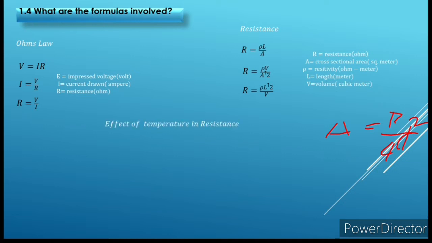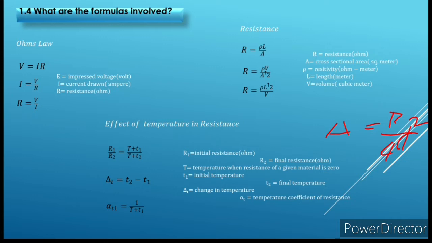We also have the effect of temperature in resistance. First, it is like ratio and proportion. R1 over R2 is equal to T plus T sub 1 over T plus T2. And next is the change in temperature is equal to T2 minus T1. And the next one is the coefficient of resistance is equal to 1 over T plus T1.